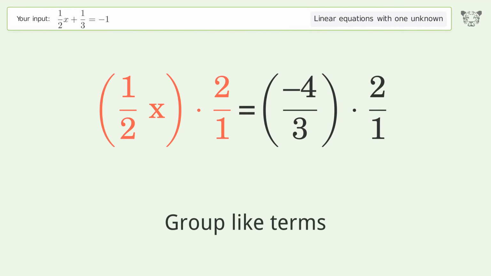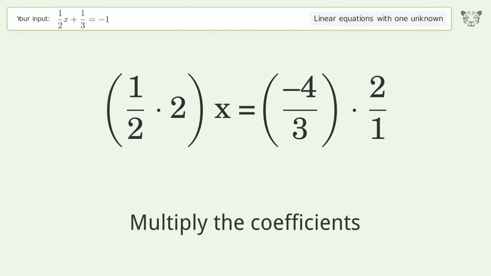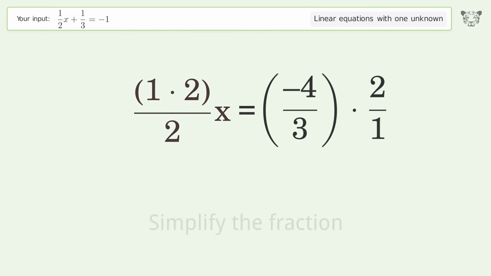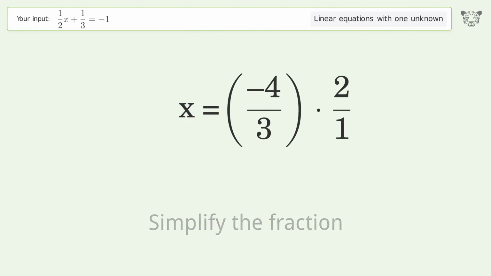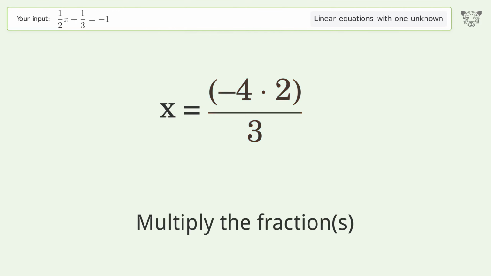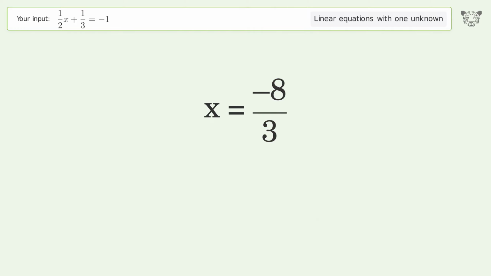Group like terms. Multiply the coefficients. Simplify the fraction. Multiply the fractions. Simplify the arithmetic. And so the final result is x equals -8/3.